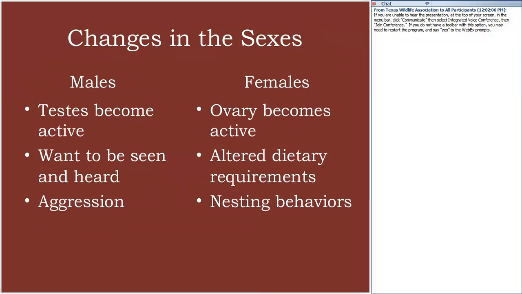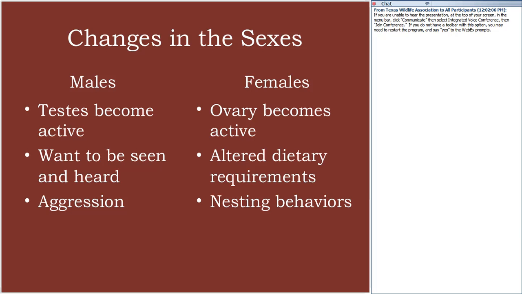In addition, there are some specific changes that happen in each of the sexes. In the males, you're going to see that testes start to become enlarged and more active. During the non-breeding season, those testes are very, very small and they consume very little energy, which is excellent when you're trying to use your energy reserves to get through those winter months. But now that breeding season has started, they're going to be using them, and so they come out of dormancy.